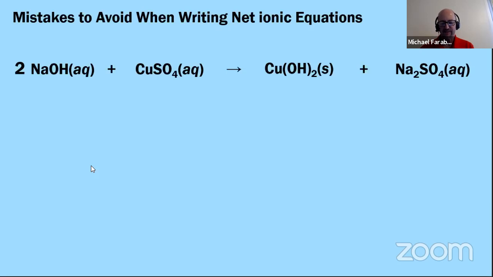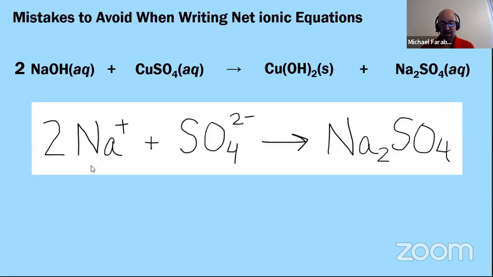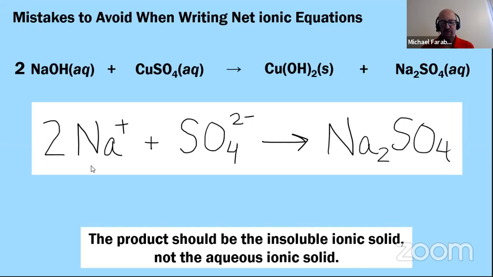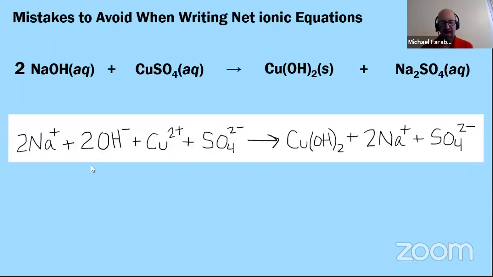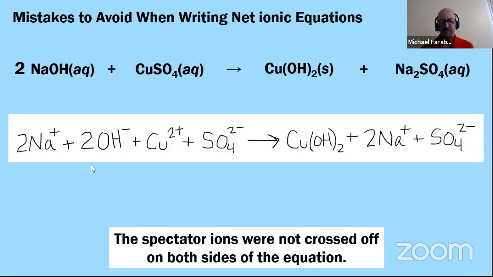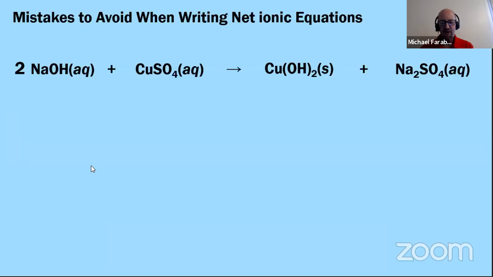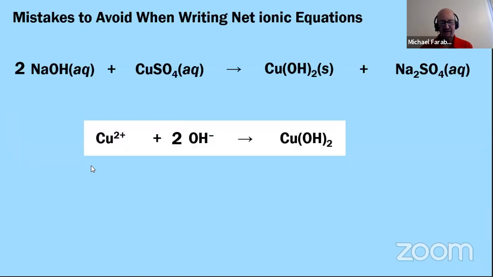So here is another example of a student mistake. They have written a correctly balanced equation for the wrong product. So we know that sodium sulfate is aqueous, therefore it would be split up into separate ions. The product should be the insoluble ionic solid, not the aqueous ionic solid. And then this person tried really hard to get all of the information out there, but this as their final answer would be marked incorrect because the spectator ions were not crossed off on both sides of the equation. So the correct answer would look exactly like this as far as the net ionic equation is concerned.